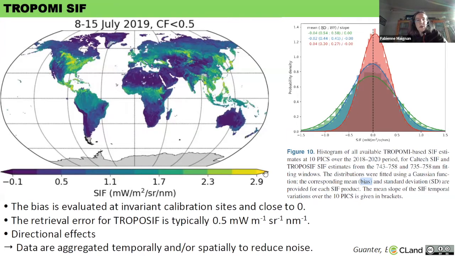The retrieval error is around 0.5 milliwatt per square meter per steradian per nanometer, and you see that is large when you know the mean value of SIF is around 1. Also, this product suffers from directional effects, meaning the SIF depends on the position of the sun and the position of the satellite. So we usually aggregate the data both temporally and spatially to reduce the noise.